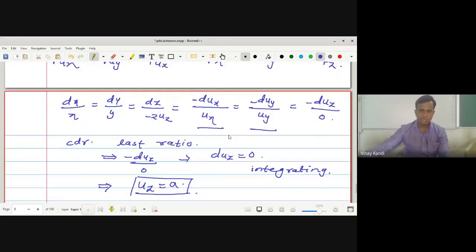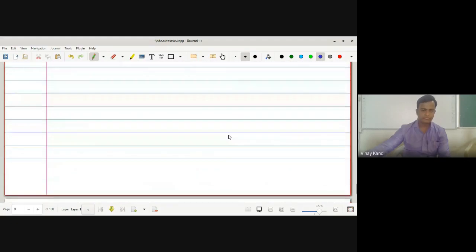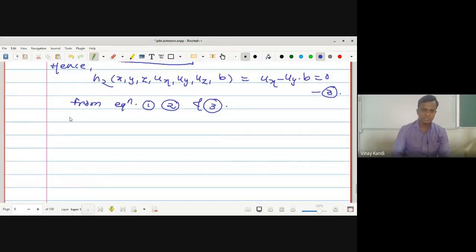Okay, so we get x into ux now. So x into what is the value of ux? uy into b. Okay, so uy into b plus y uy as it is.